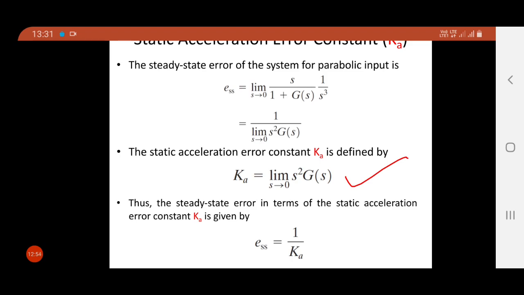And this limit s tends to 0 s square G(s) is static acceleration error constant Ka, and this Ka is equal to limit s tends to 0 s square G(s). So the steady state error in terms of the static acceleration error constant Ka is given by ESS equal to 1 by Ka.